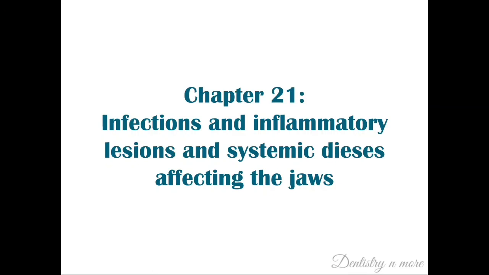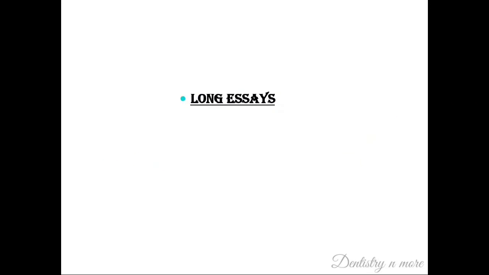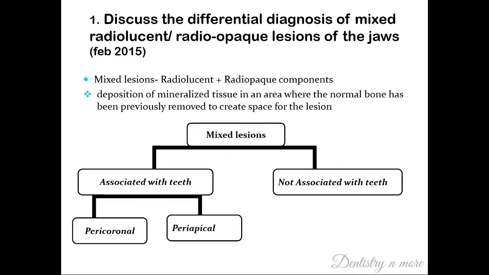Next is the chapter about infections and inflammatory lesions and the systemic diseases affecting the jaws. Under this, a question that can be asked is to discuss the differential diagnosis of mixed radiolucent and radiopaque lesions of the jaws. A mixed lesion is nothing other than one where radiopaque as well as radiolucent components are seen, wherein the radiopaque component is because of the deposition of mineralized tissue in the area where the normal bone has been removed, creating a space for the lesion, that is the radiolucent area.